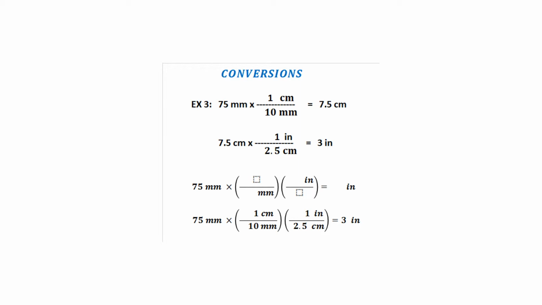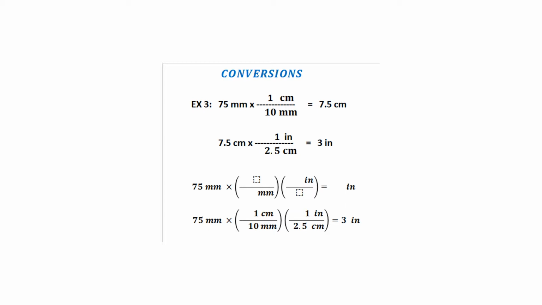Now we take the 7.5 centimeters and convert it into inches. So inch goes on top, centimeter on the bottom. 1 inch is 2.5 centimeters. So what's 7.5 divided by 2.5? When you divide by 2.5, you move the decimal to the right one place. That's 25. You've got to move it to the right in the 75 as well. So what's 75 over 25? That's 3 inches.